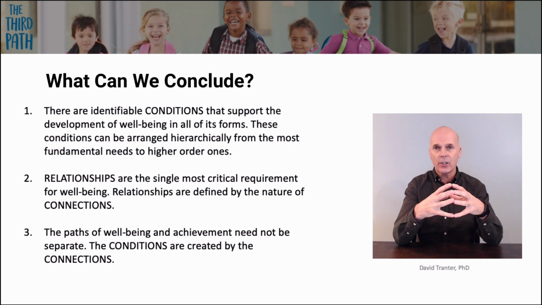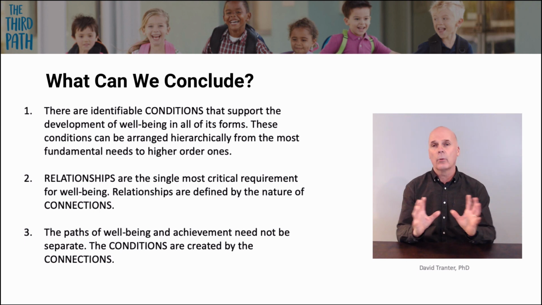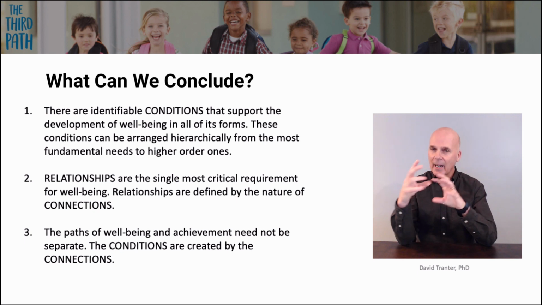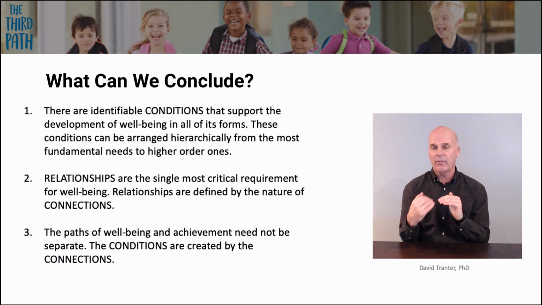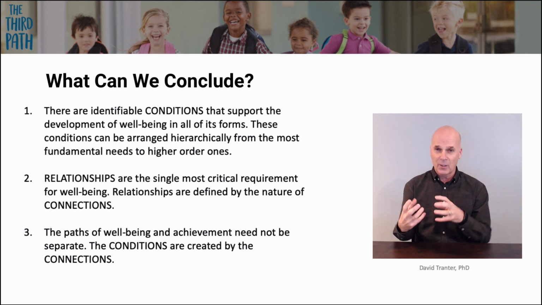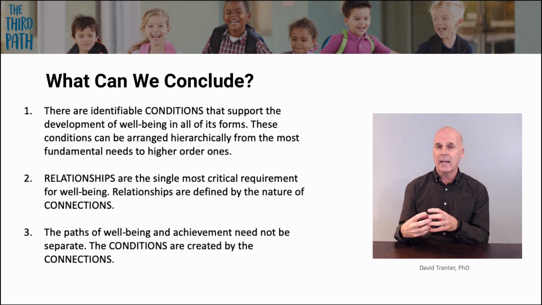And here's what we ended up being able to conclude: you can find components, in fact, we call these conditions, that support the development of well-being in a variety of forms. Not only are there a finite number of them, but they're potentially hierarchical, that some are more fundamental, more basic human needs than others. Think Maslow's hierarchy of human needs. It's not that different than that idea that some things are just more fundamental.